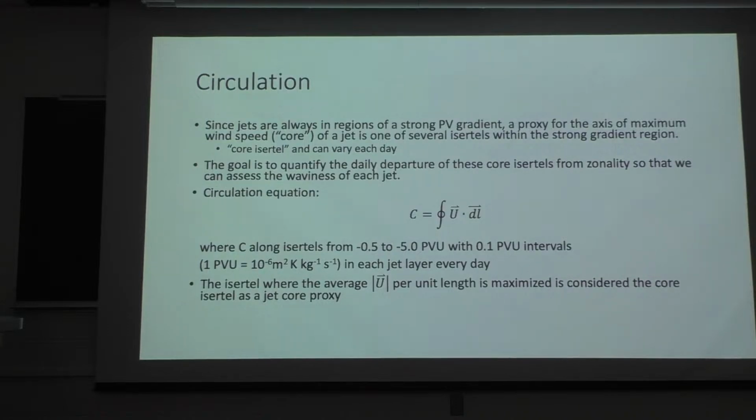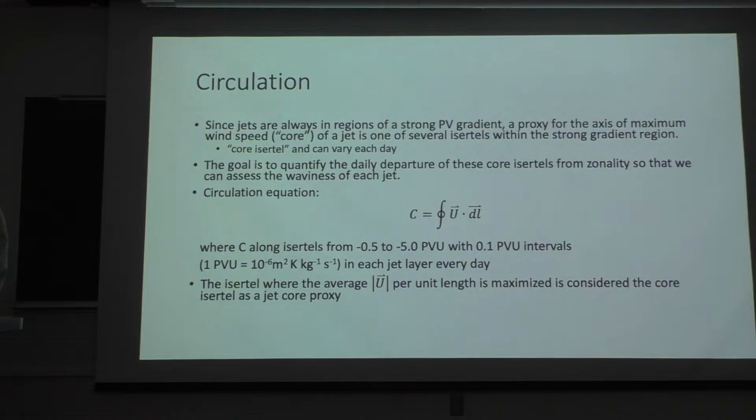Since jets are always in the regions of strong PV gradient, a proxy for the axis of maximum wind speed, aka the core of a jet, is one of the several isotels within the strong gradient region, and a core isotel can vary each day.